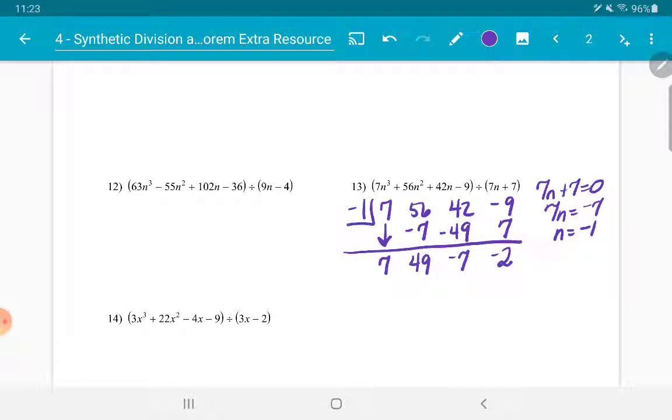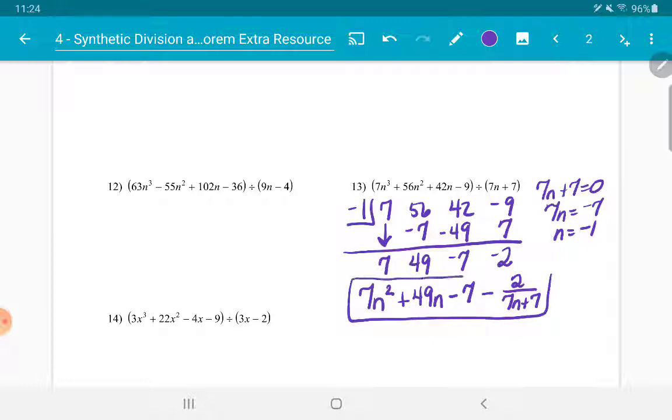Obviously, if we were just curious if it was a factor, we would say, nope, it's not a factor. So we know there's going to be a remainder. Now we're just going to write our answer, our quotient. Since it's 7n to the 3rd, this is going to step down 1 exponent. So it's going to be 7n squared plus 49n minus 7, minus 2 over our divisor of 7n plus 7. That's what it means when it just says to divide: to actually divide out with synthetic and put what you had.